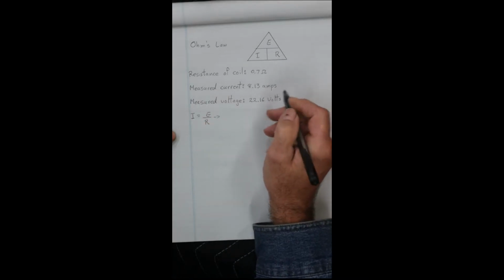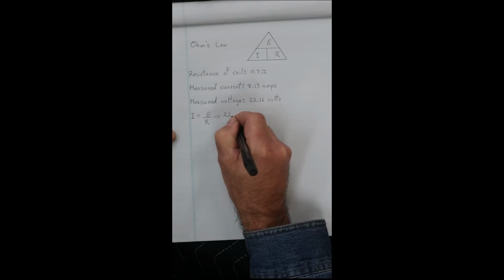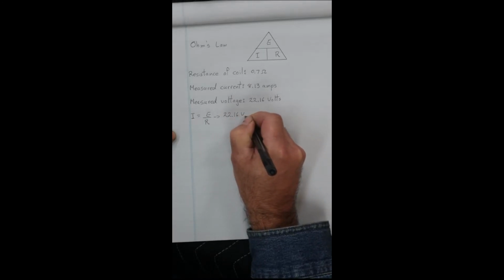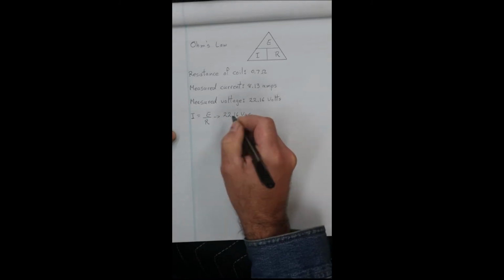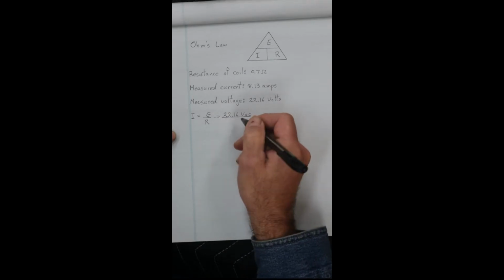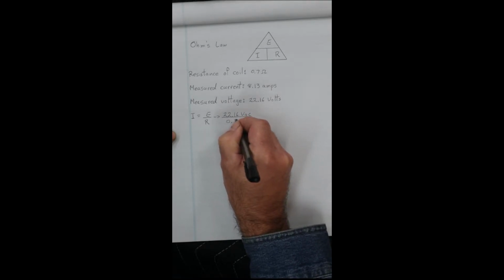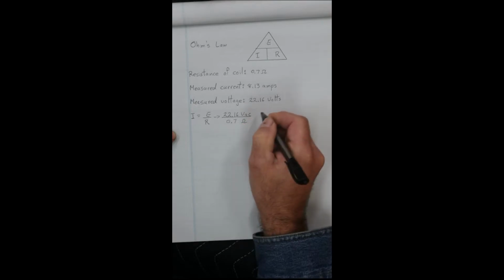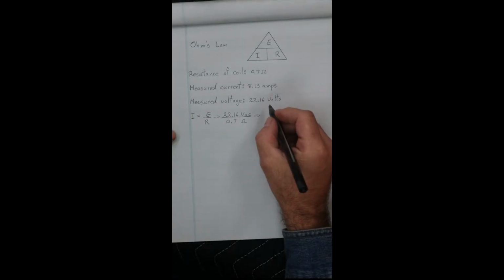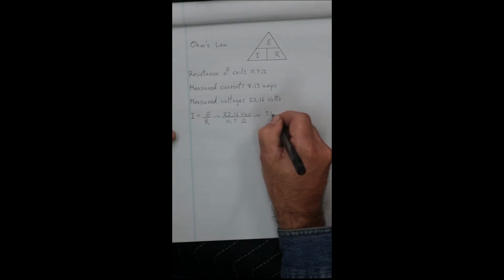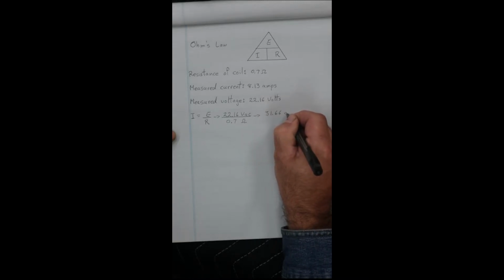We're going to plug in our values: 22.16 volts AC, divided by 0.7 ohms. Punching these values into my calculator, I get, as a result, 31.66 amperes.